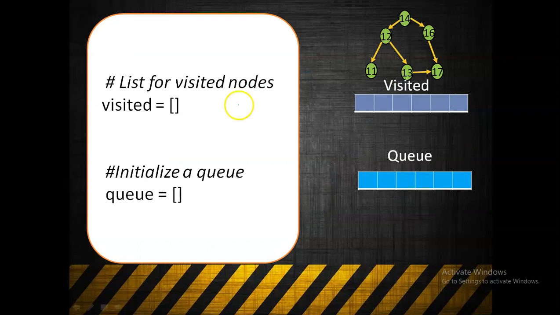Next step, I can create two arrays. One is the visited array, which is equal to empty. The second array is Q. Q is also empty. The first array is the visited array, which is empty. The second array is Q, which is also empty.